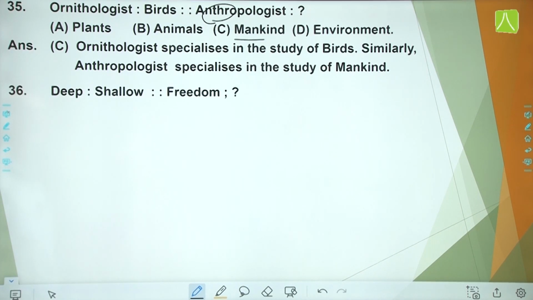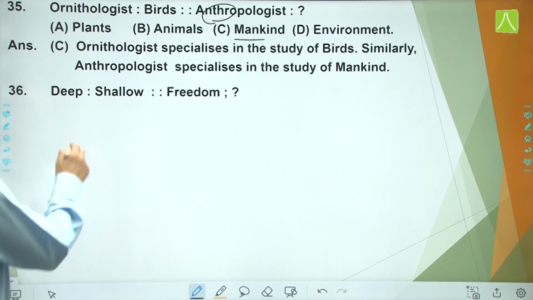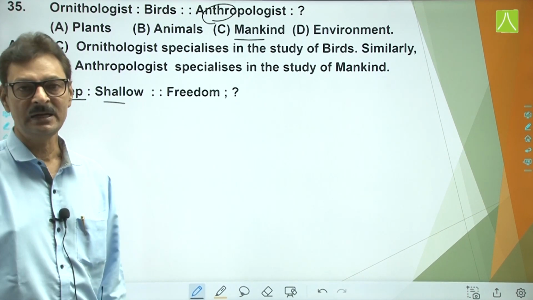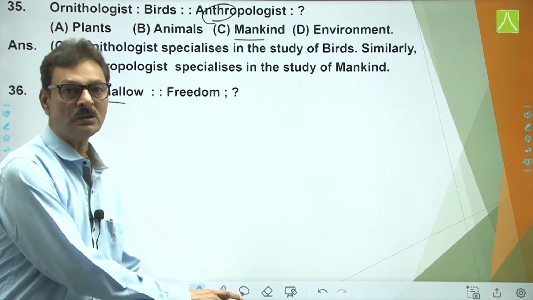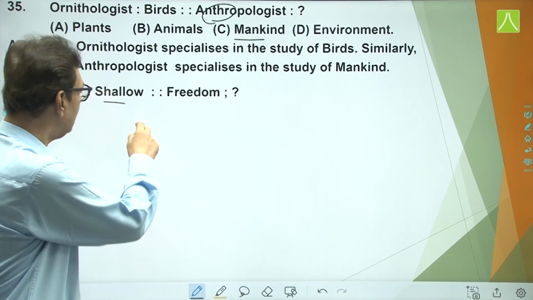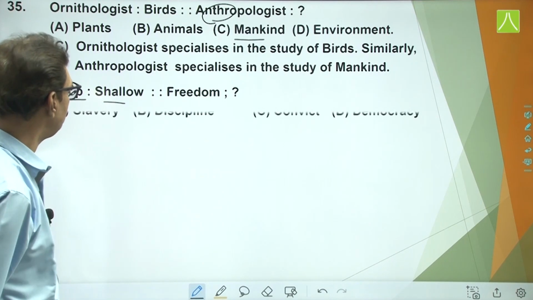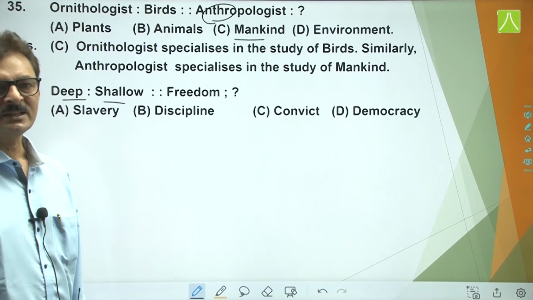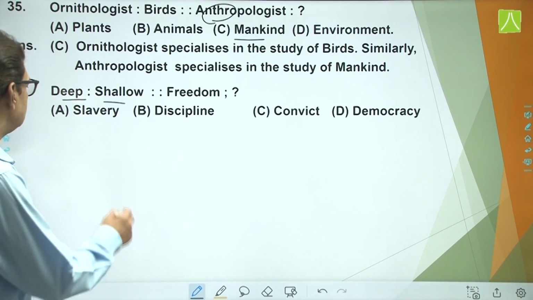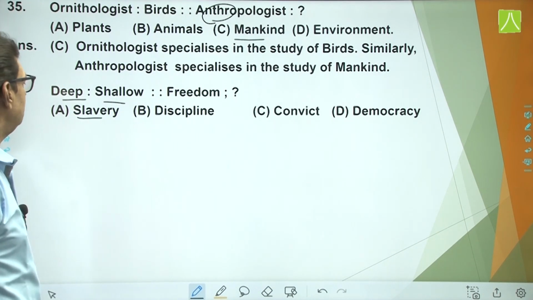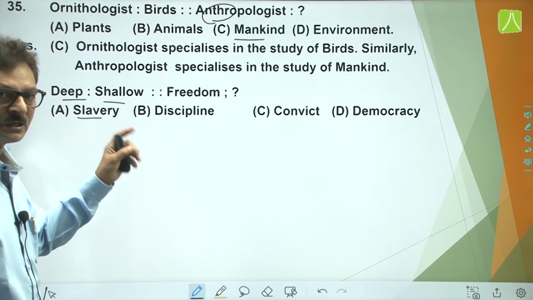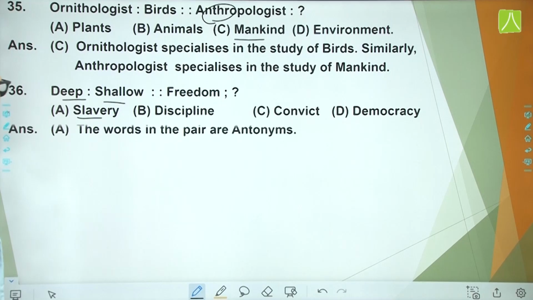Next, deep is to shallow, freedom is to what? Deep and shallow, what is the relationship? Deep means gehra, shallow means not deep. So they are a set of antonyms. So what will be the opposite of freedom? Slavery, discipline, convict or democracy? The straightforward answer is slavery. Deep is related to shallow, so you should know the meaning. Your work is done: the pair of antonyms.